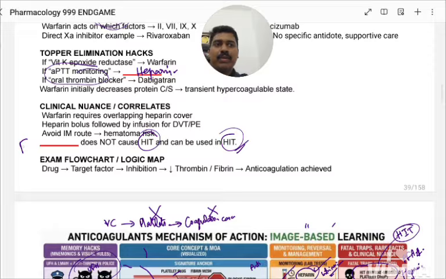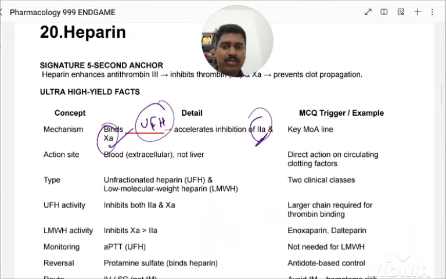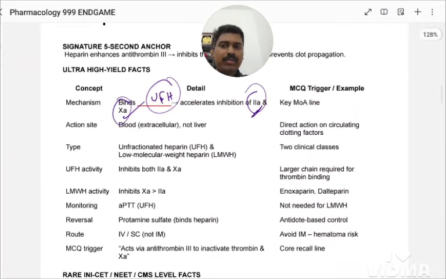What doesn't cause it? Fondaparinux. Okay. I told you, fondaparinux doesn't cause HIT, that is heparin-induced thrombocytopenia. We'll also solve these questions. Okay, these are similar to the previous ones only.